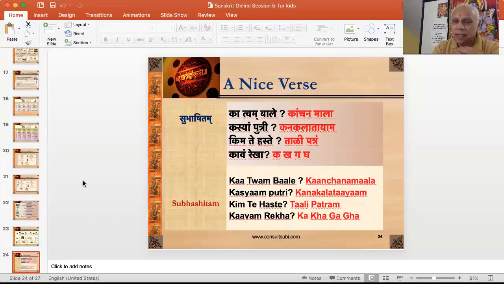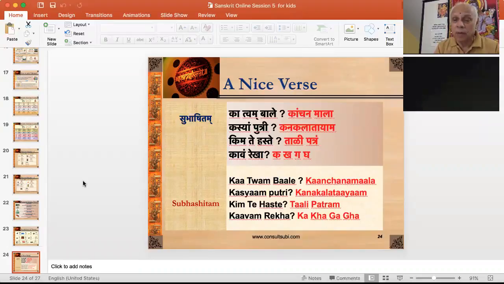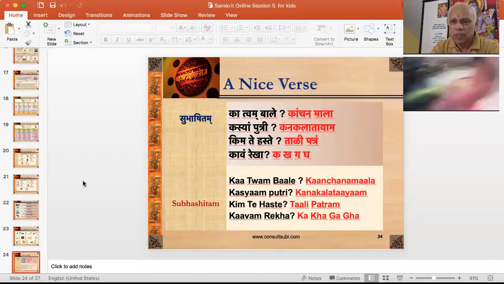And she says, Ka, ka, ga, ga. You know, these are alphabets in Sanskrit. So she's probably a young girl learning Sanskrit. So it's a beautiful four-line verse. It says, Ka tvam bale kanchanamala. Kasyam putri kanakalathaya. Kim te haste tali patram. Kavam reka. Kaka Gaga. What is written on it is Kaka Gaga. So it's a beautiful verse.